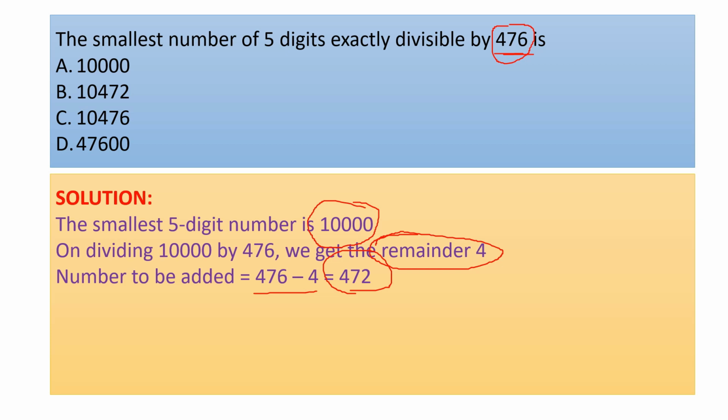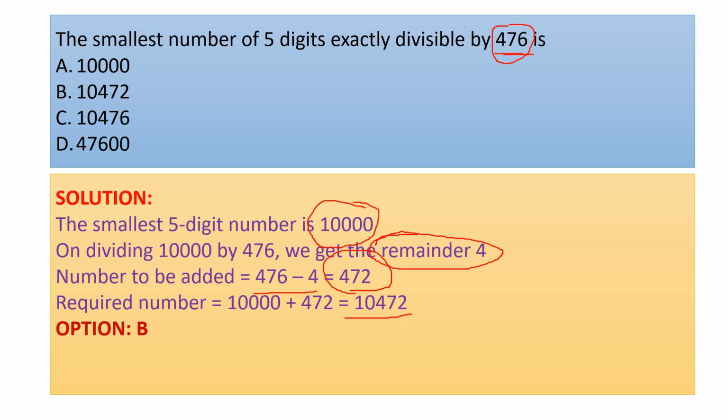So we are considering 10,000, and to the 10,000 we are adding this 472. So as a result of this, we are getting the required number, which is 10,472. This is the smallest 5-digit number which is divisible by 476. So option B is the correct answer.